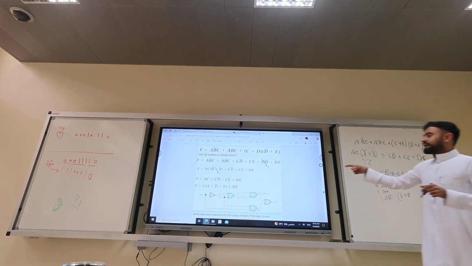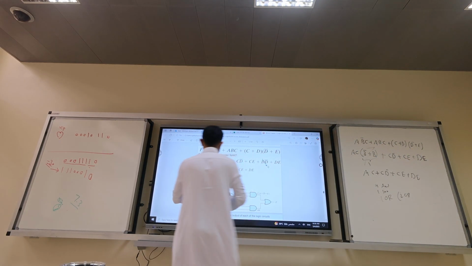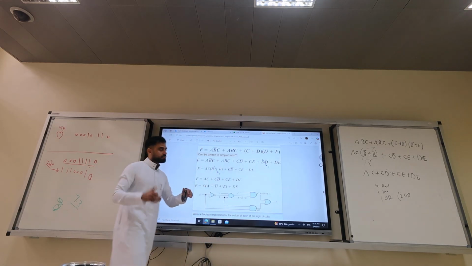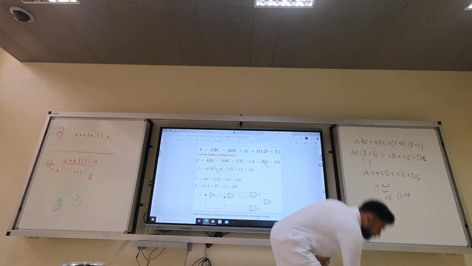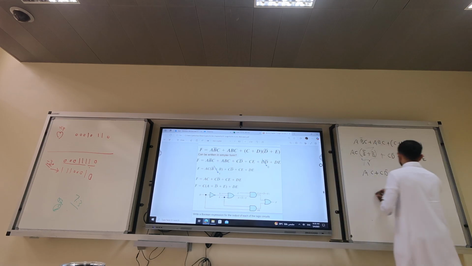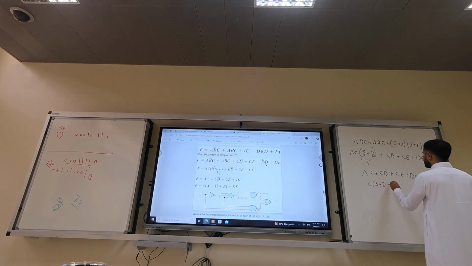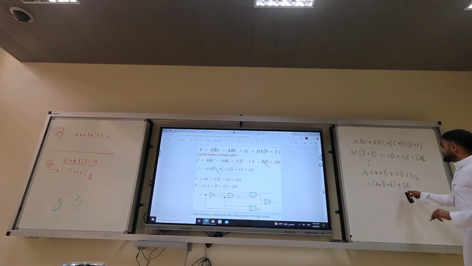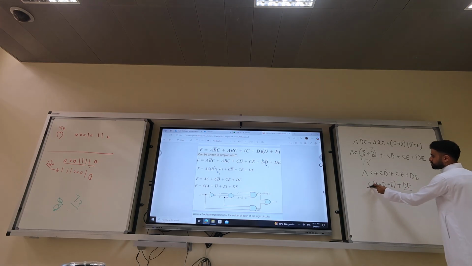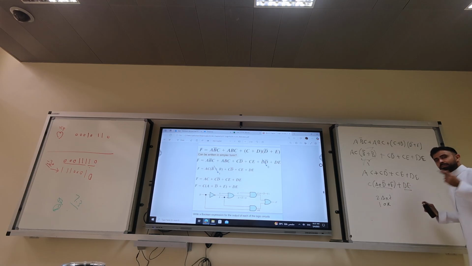But he's telling you we can simplify it more by taking C as the common factor. We take C as the common factor. We will have C times A plus D prime plus E, plus DE. And that's the simplest. How many gates do we need? 1 AND, 2 ANDs, 1 big OR, depending on the question.